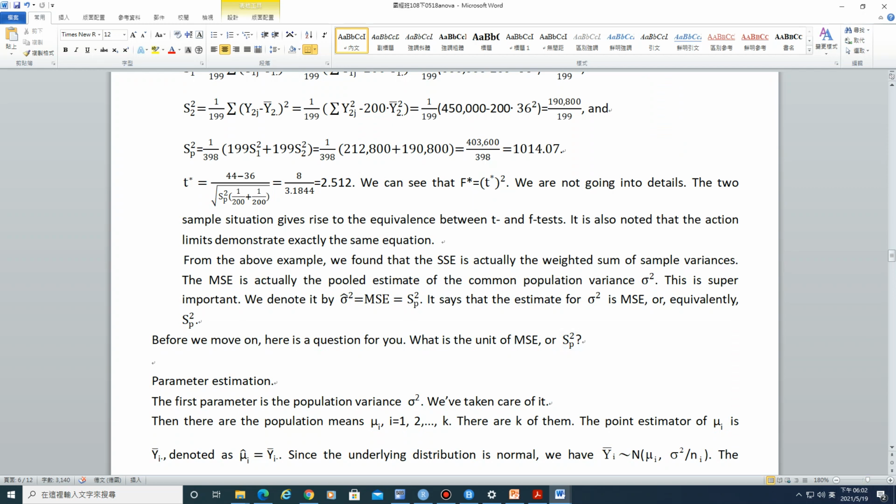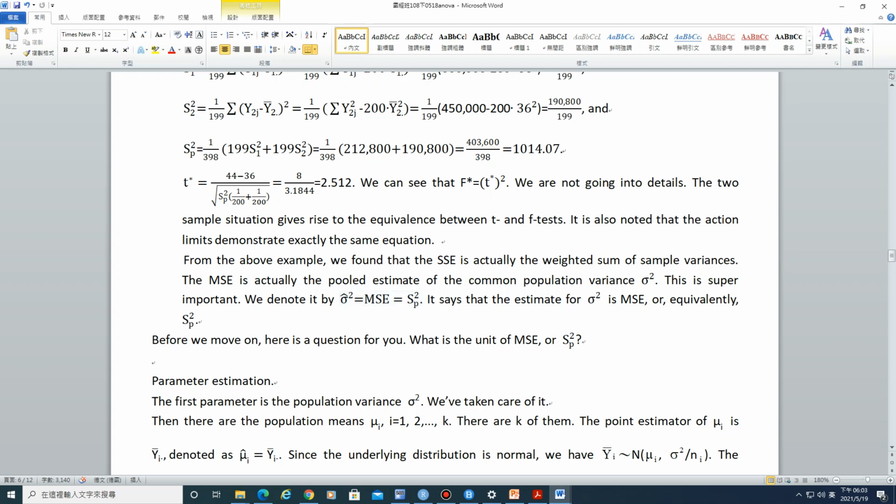I want to repeat this because this is very important. From the above example, we found that the SSE, the error sum of squares, is actually the weighted sum of sample variances. The MSE is actually the pooled estimate of the common population variance sigma squared. This is super important, okay? Super important. We denote it by sigma squared hat equals MSE.